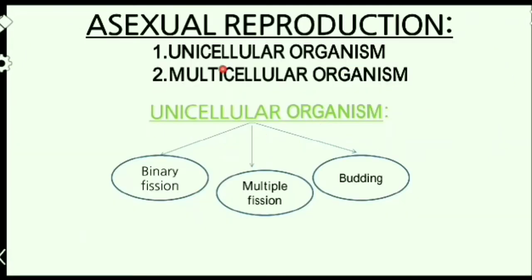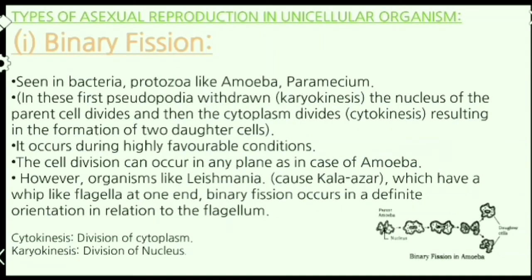In unicellular organisms, asexual reproduction can take place in three different ways: binary fission, multiple fission, or budding. Let's talk about each in detail. Now let's talk about binary fission.